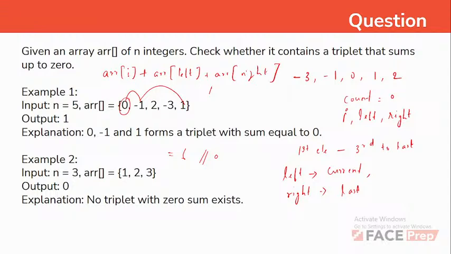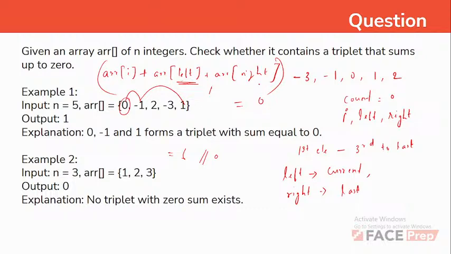So I'll run the i loop from 0 till the end of the array, and I'll start the left pointer from the element after the current element, and I'll start the right pointer from the last element. See why? Because 3 elements I should take at a time, right? It is triplets. That is the reason I am running these 3 pointers in this scenario. And here, when I am checking, if this particular sum is 0, then what I can tell is this contains a triplet that sums up to 0.